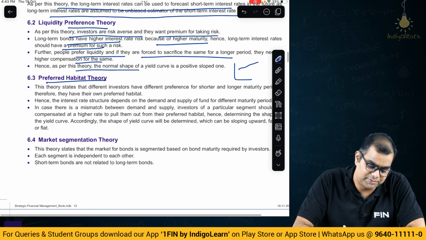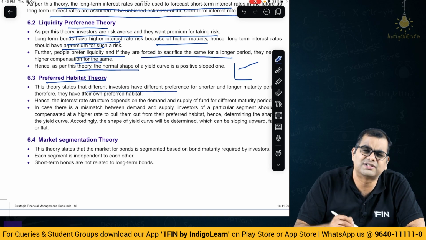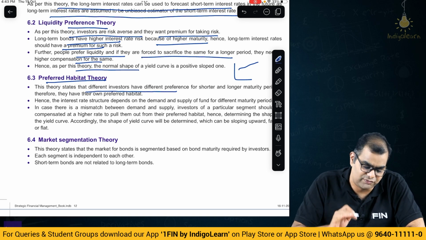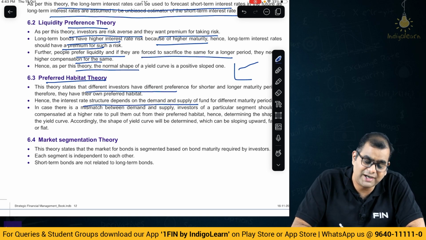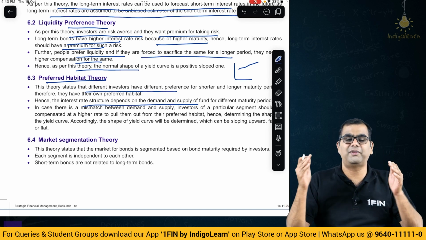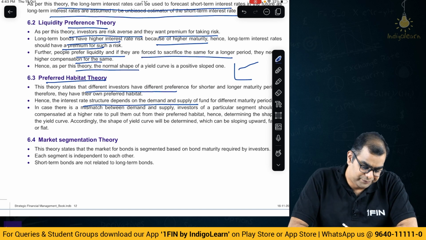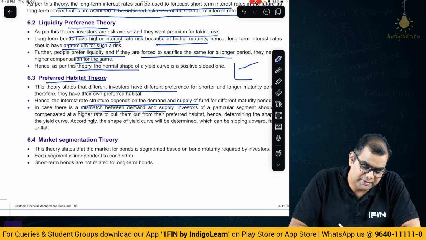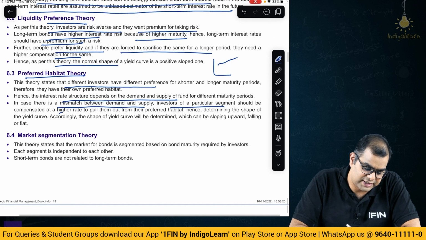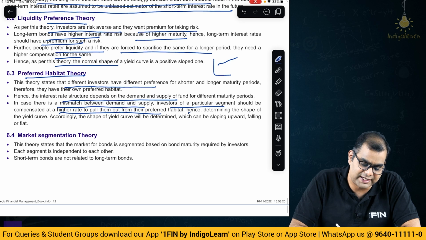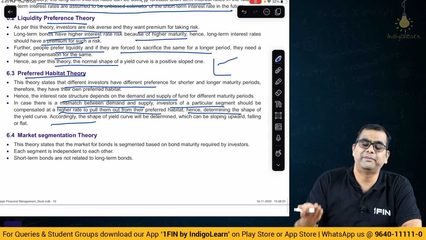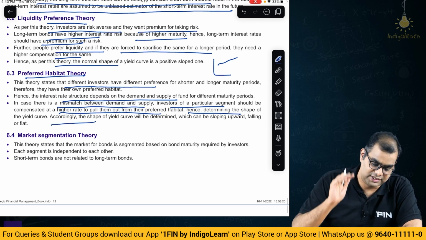Then preferred habitat. What is preferred habitat? This theory states that different investors have different preferences. Some want long, some want short. The interest rate structure depends on demand and supply. Whenever there is high demand for long term, the long-term rates go up. Whenever there is high demand for short term, short-term rates go up. In case there is a mismatch between demand and supply, investors of a particular segment should be compensated at a higher rate to pull them out from the preferred habitat, hence determining the shape of the yield curve. So, depending on the demand and supply, the yield curve shape is arrived at.